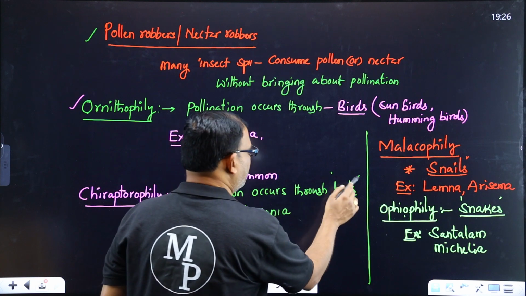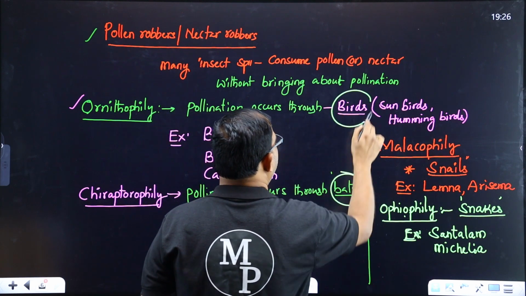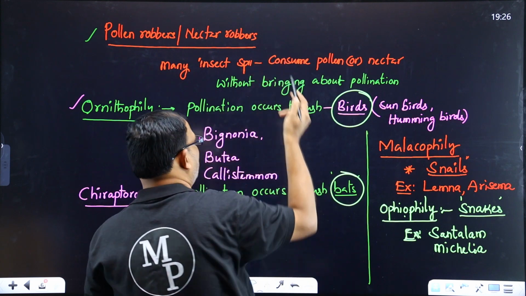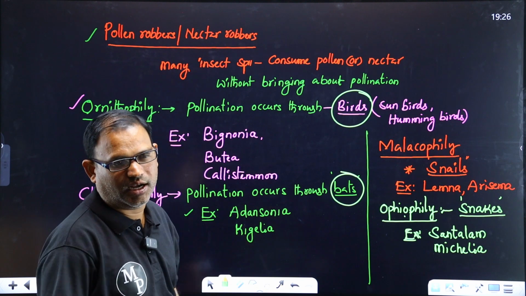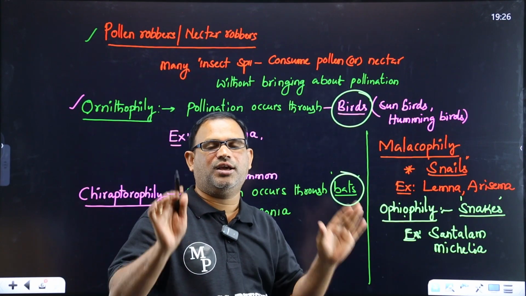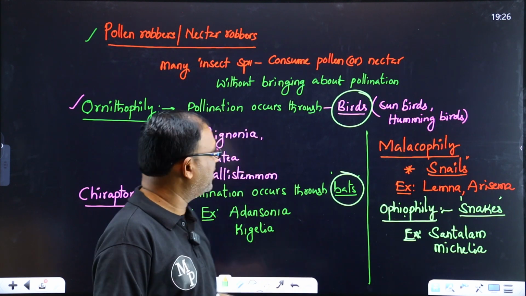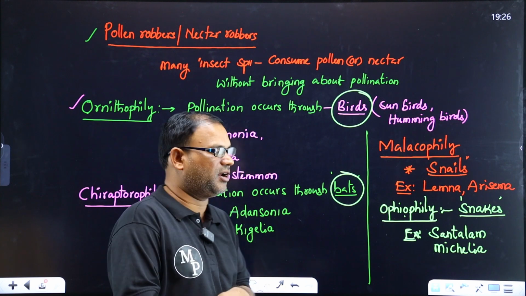Chiropterophily, that is bats. Then ornithophily, that is birds. Insects, that is called entomophily. All these are biotic pollinating agents. Biotic pollinating agents are completed now.